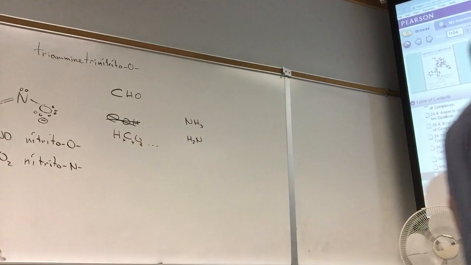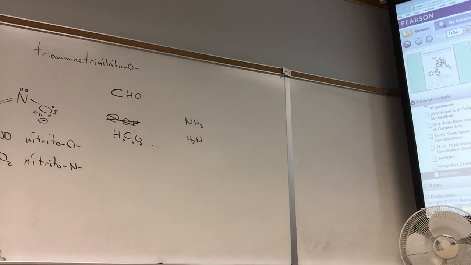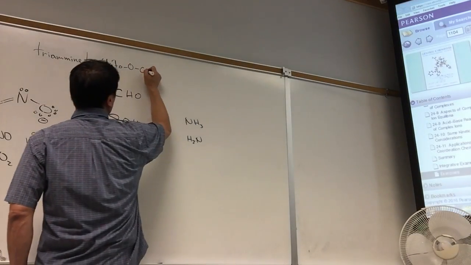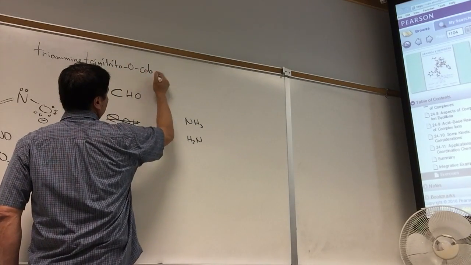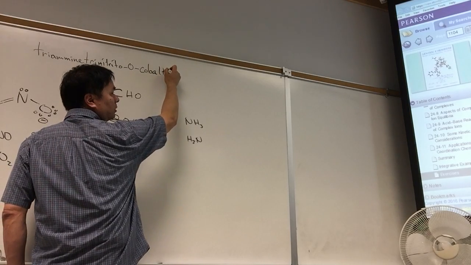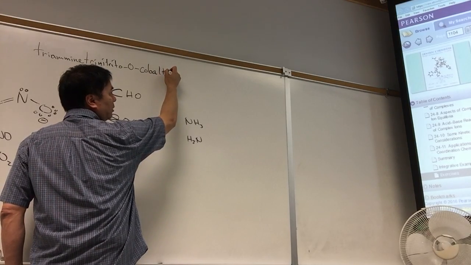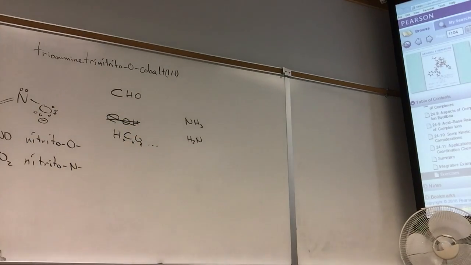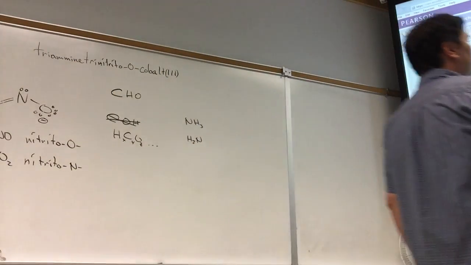And then the metal, which would be cobalt or cobaltate? Cobalt. This is a neutral complex. Complexes can also be neutral molecules. And this would be a neutral molecule. Cobalt, and the charge would be plus 3. It's a molecule, not an ion. That's a molecule, a molecular compound.